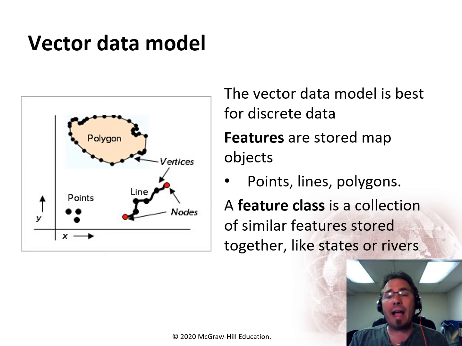Now, a feature class is a collection of similar features stored together, like all of the states, which are all polygons, or all of the major rivers in the country, or let's say all the volcanoes, which might be represented as a point. So when you put those together in one cohesive unit, it's called a feature class. Okay, and this makes using GIS much easier because things are sort of collected together, and you can utilize the ones you need, or you could discard the ones you don't need.